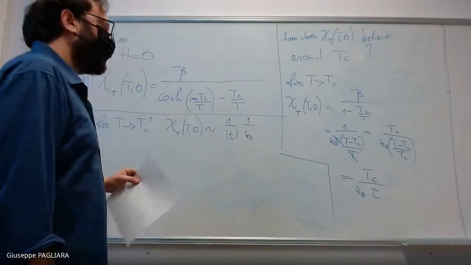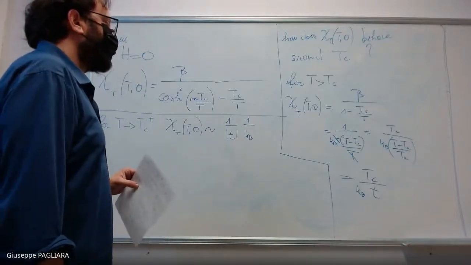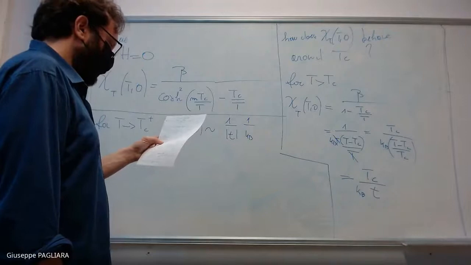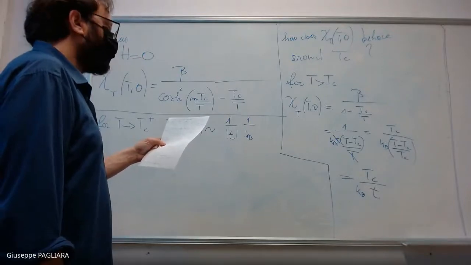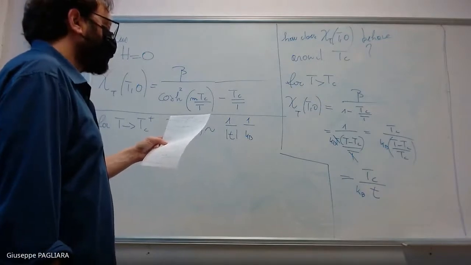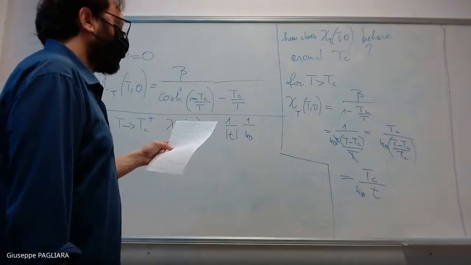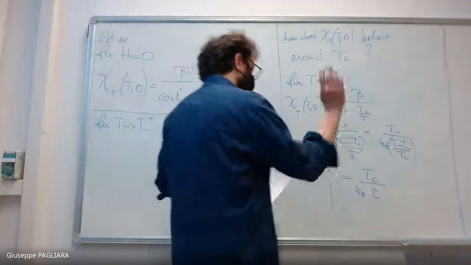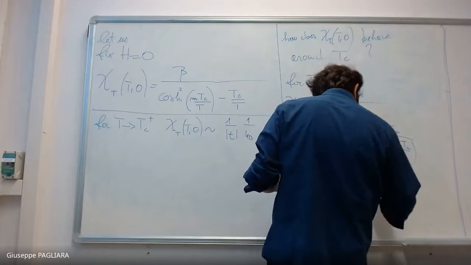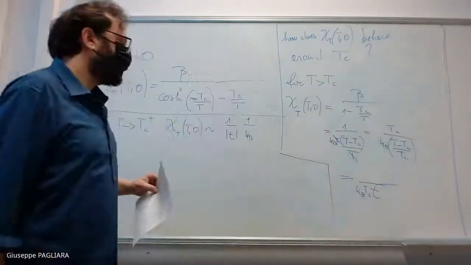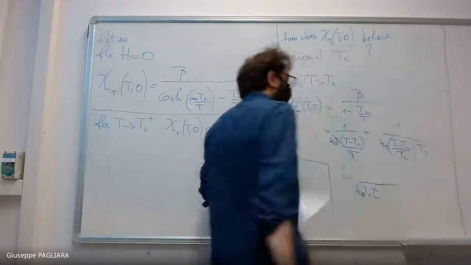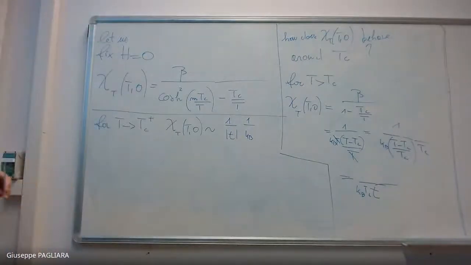I think I made some mistake also here. This was beta, sorry. I think I made some mistake. There is 1 and there is 0. Now is it okay, right? Thanks.